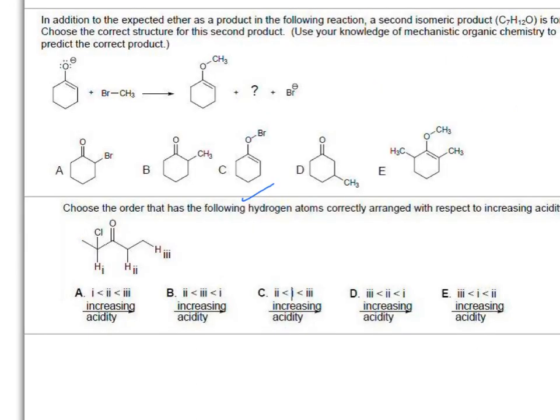Okay, the question is, in addition to the expected ether as a product in the following reaction, a second isomeric product is formed. Choose the correct structure for the second product. They're just saying, use your knowledge of mechanistic organic chemistry to predict the correct product. So we really don't care whether you've seen this reaction previously or not, but how would you move the electrons? That's what you have learned in Organic 1, and that's what this question is asking about. So let's talk about the question.